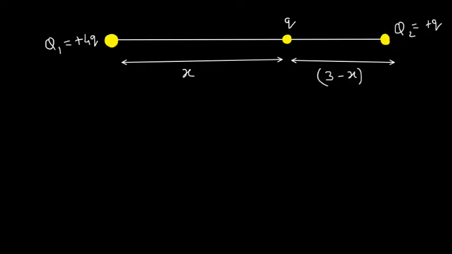Here we can see q1 and q2 are of the same nature, meaning both are positive. The third charge q will be kept in between at the distance x from q1 as shown in the figure. Hence, q will be at a distance of 3 minus x from q2. Since q is in equilibrium, the net force on it must be 0. The forces applied by q1 and q2 on q are in opposite directions, so we just balance their magnitudes.